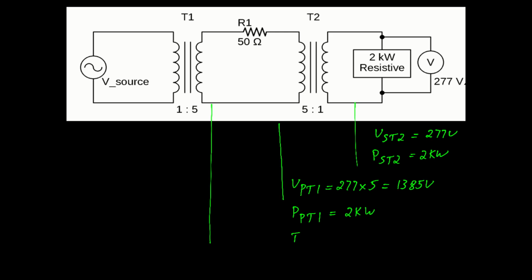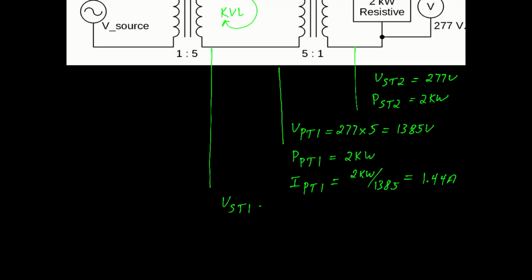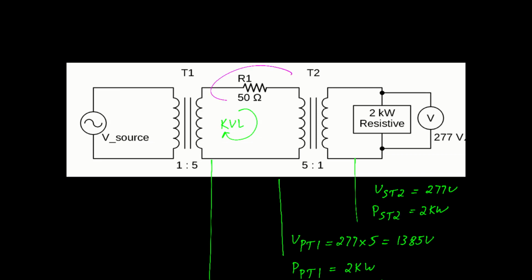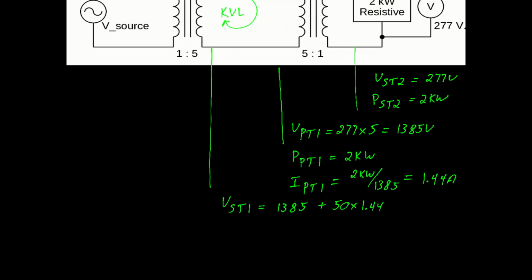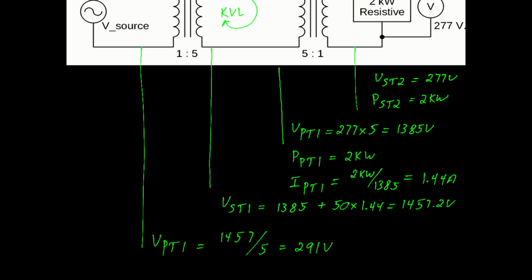But before we can do that, we have to calculate the voltage loss across R1. For that, we need to know the current, which is 2 kW divided by 1,385 volts, which is about 1.44 amps. We can do a little bit of KVL thinking here. We can say that the voltage on the secondary of T1 is that 1385 plus 50 times 1.44 amps. Again, that's this resistor here, where the voltage on that resistor is a current times a resistance, which is equal to 1.44 times 50. When we solve for that, we see it's 1,457 volts. And finally, we can go to the source, where we do a simple division by 5 to derive 291 volts.